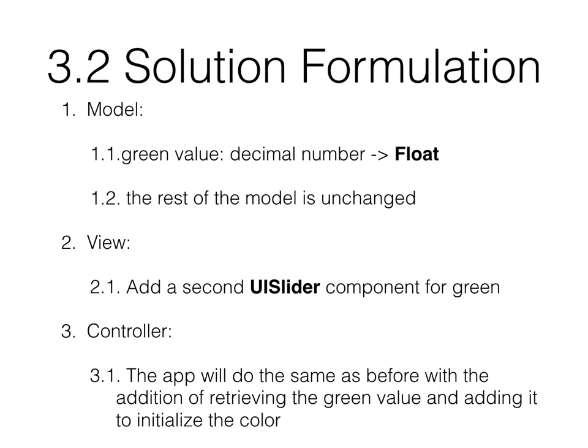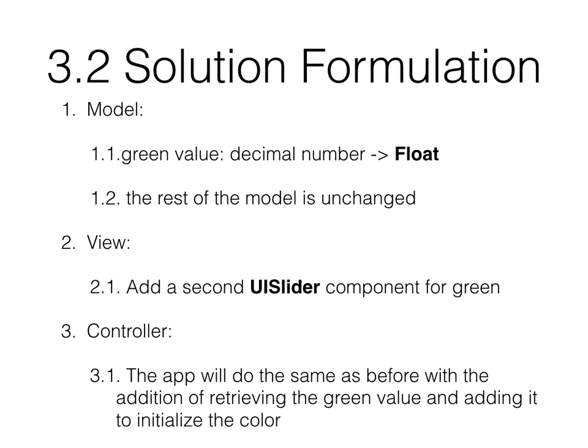Solution formulation follows the model view controller. So the model already has a red component and the UI view and so on. Now we need to add one more, which is a value to represent the green. And this will be a decimal number. We'll use the type float for that. The view also doesn't change. We need to add another slider to allow the user to input a value for the green component of the color. The controller will have the same connection.